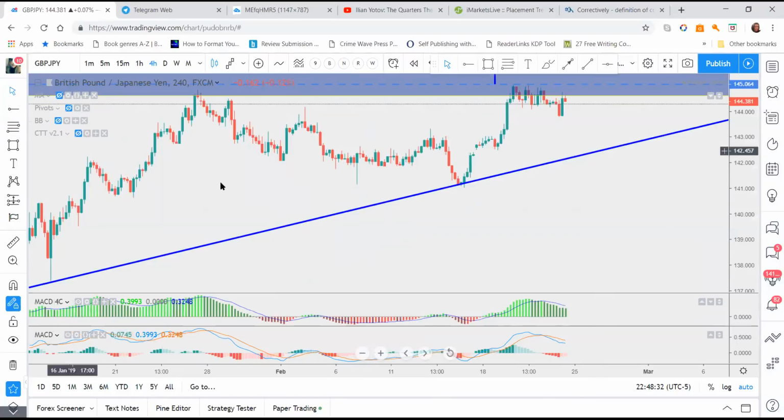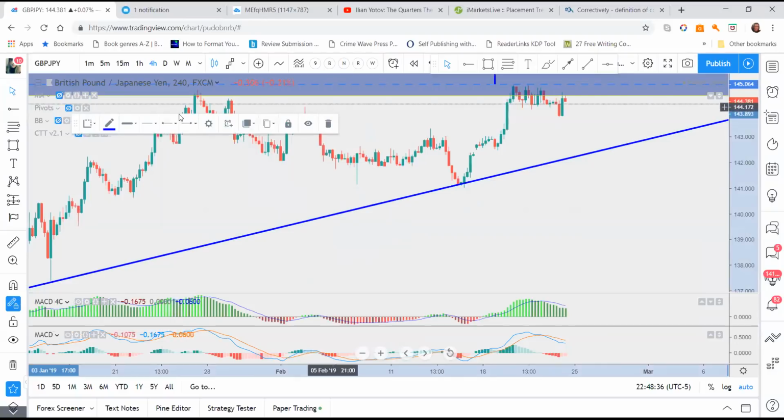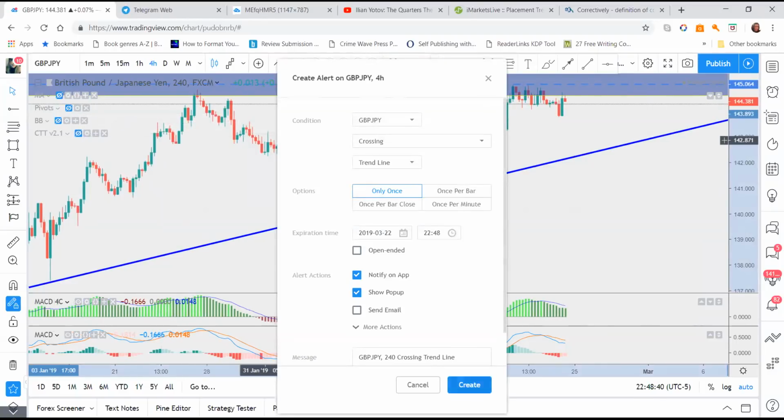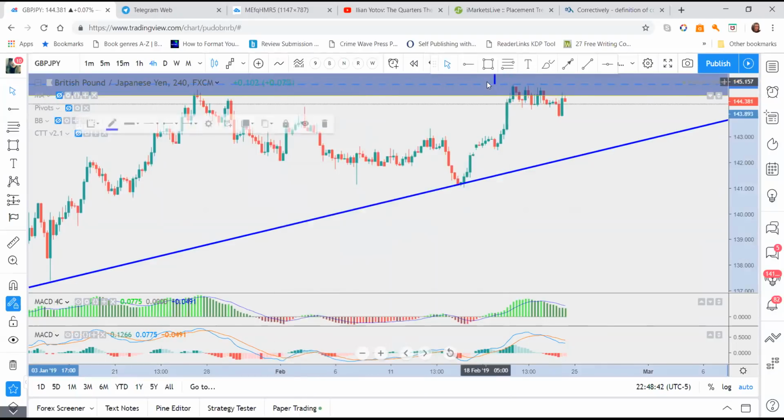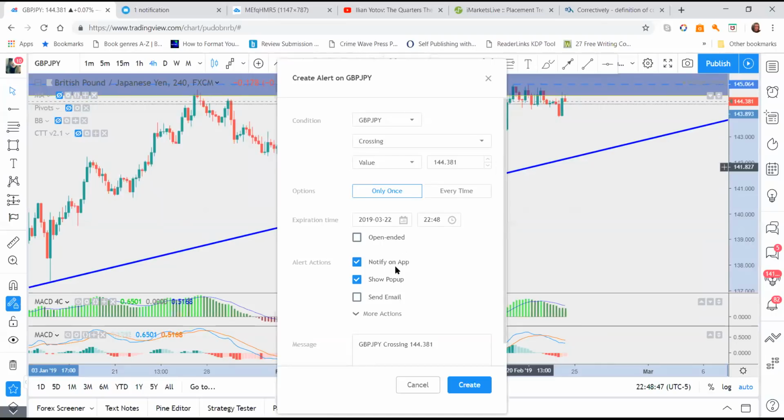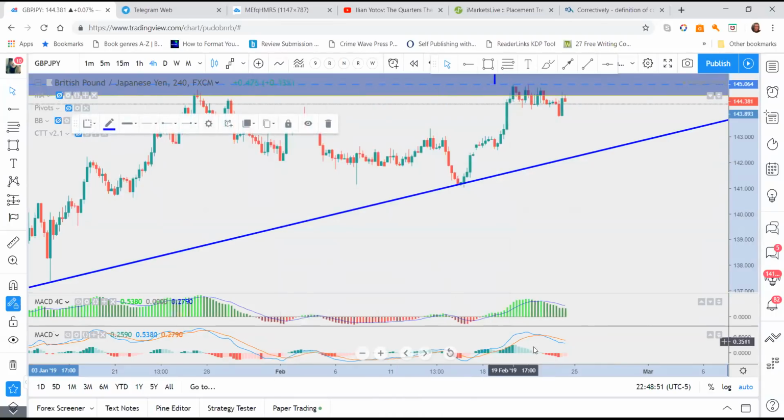So you can put one on the trend line. Click on your trend line, and again your tool comes up here. Click on the alert symbol, make your settings, and create. Or there is an alert symbol up here that looks like a clock. You click on that and customize it to your personal settings, whatever you want. You can put it down here on the MACD for whenever it's crossing. Just play around with it. It's an awesome tool. Let's see what's in the chat.